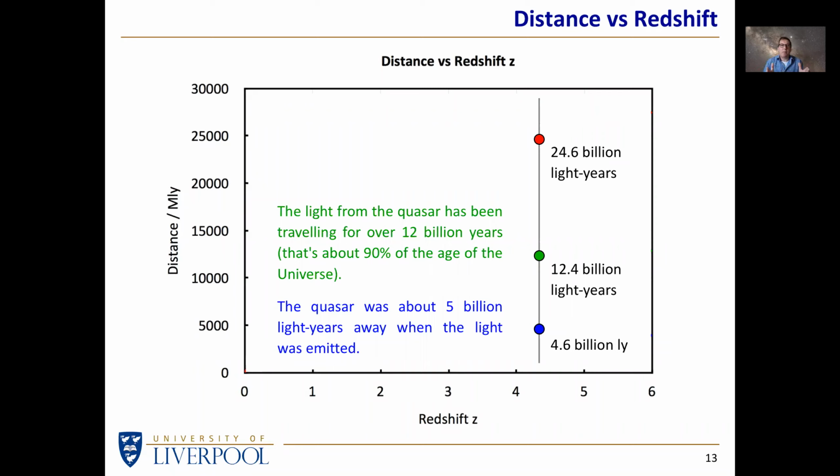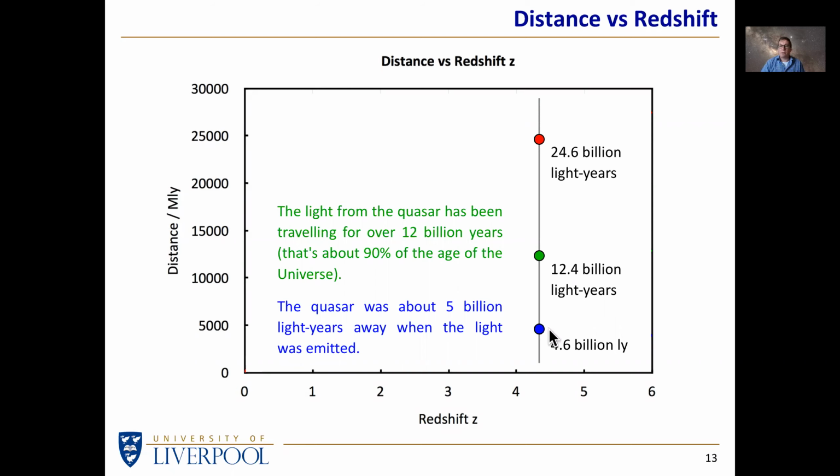Bear in mind that the universe is 13.8 billion years old, and therefore 12.4 billion years is about 90% of the age of the universe. The light from this quasar, to produce the image I've just shown you, has been traveling for 90% of the age of the universe.